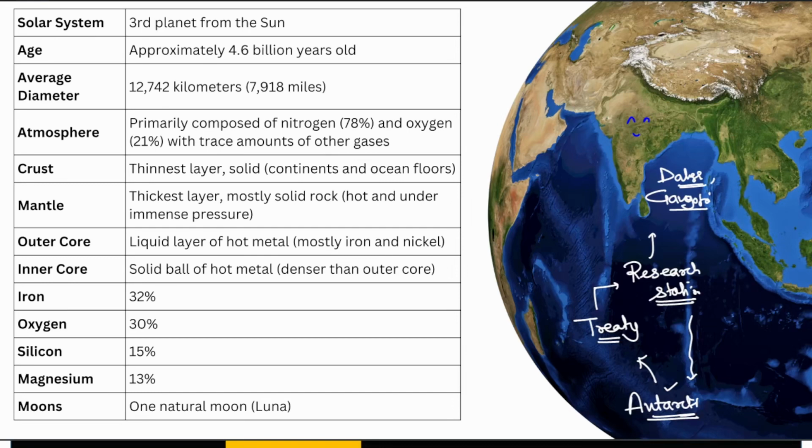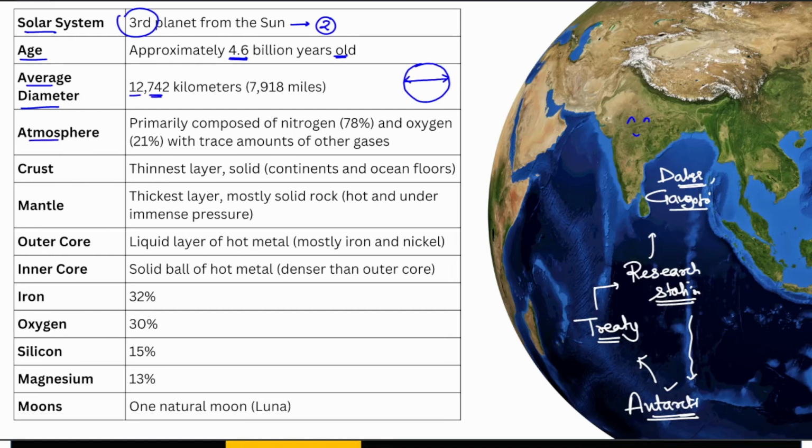Now let's talk about the Earth itself. In the solar system, the Earth is the third planet from the Sun. Tell me what the two other planets are. The age of the Earth is almost 4.6 billion years from the formation itself. Then the average diameter, we are talking about the diameter, not the radius, please remember. The diameter is 12,742 kilometers.